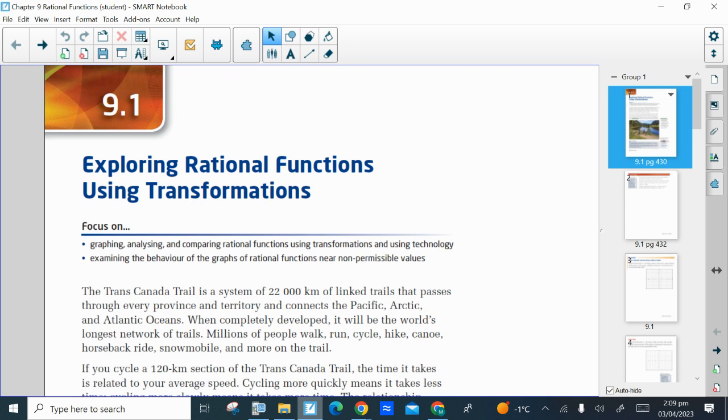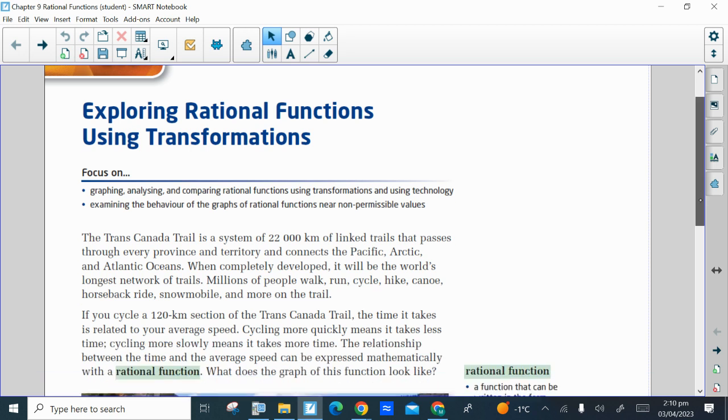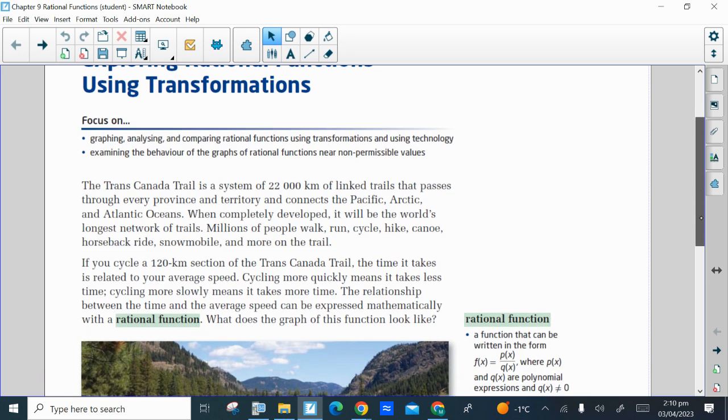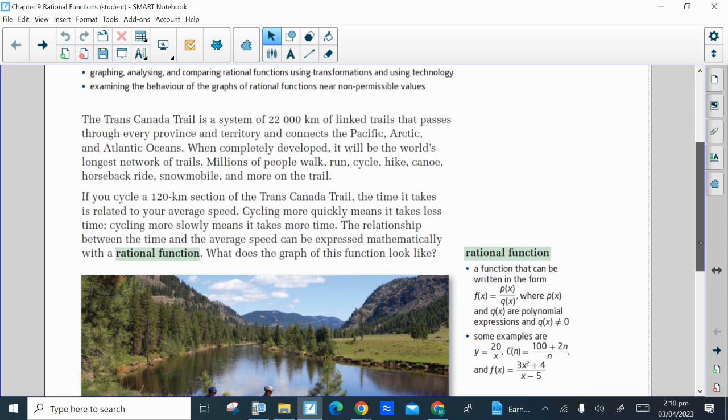Okay, so this is the last unit covering chapters 9, 10, and 11. In chapter 9, we're going to look at rational functions. So we'll graph and analyze, compare rational functions using transformations and technology, and we'll look at the behavior of graphs of rational functions near the non-permissible values.